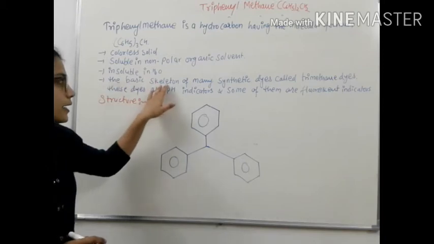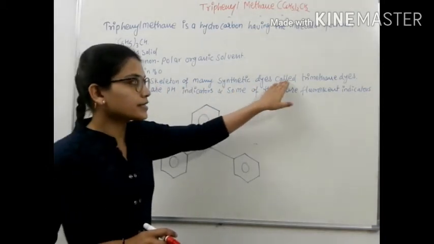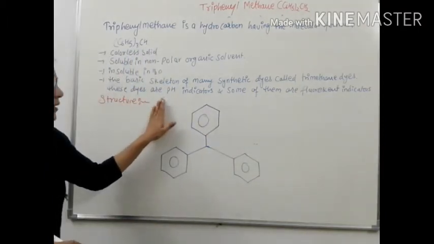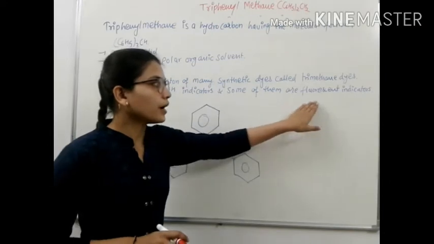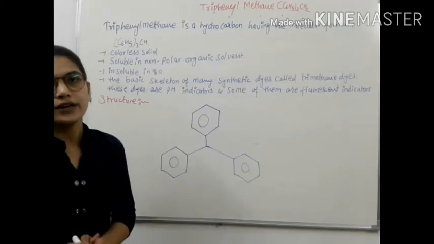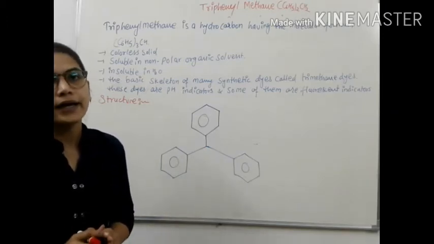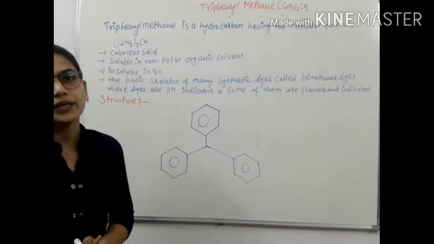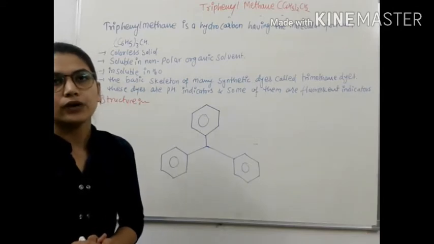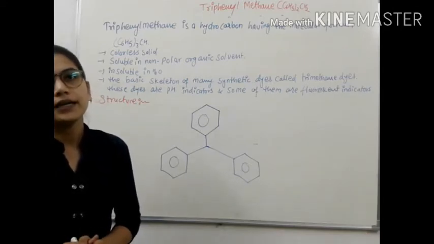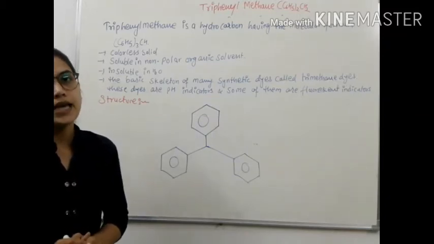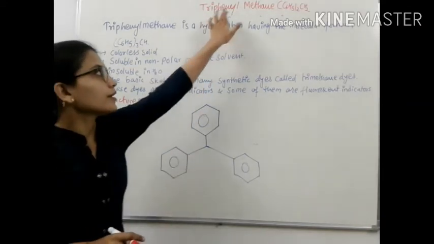It is the basic skeleton of many synthetic dyes called triphenylmethane dyes. These dyes are pH indicators and some of them are fluorescent indicators. This is the introduction of triphenyl methane. The trityl group indicates the triphenyl methane group. Examples are trityl chloride and the triphenyl methyl radical, or trityl radical.